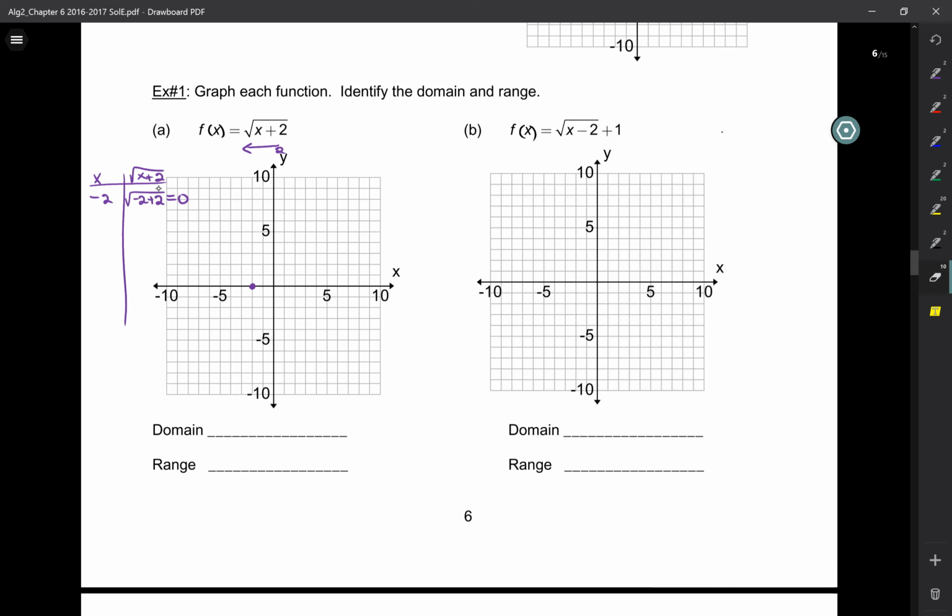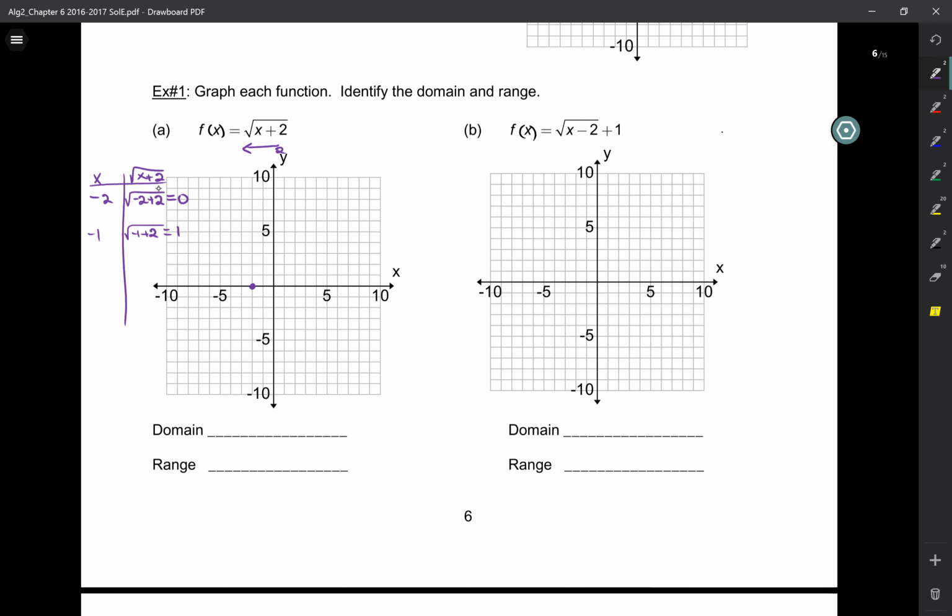So if -2 is my first point, what else can I plug in? -1. So let's plug in -1 and see what that gives me. -1 plus 2, 1. So it's root 1. Okay, so now, what if I plug in 0 for x? I get the square root of what? 2, and that's not a fun number at all, okay?